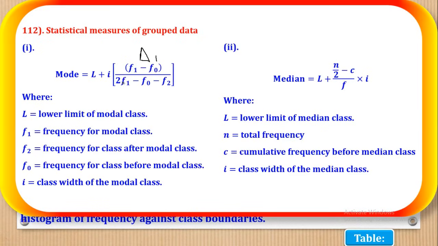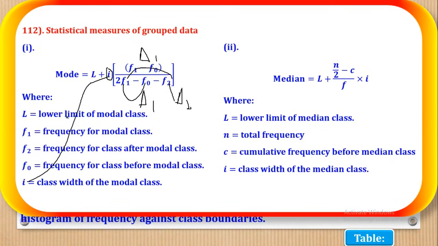And here you see there are two F1s, because one F1 will combine with this to get your delta 1. Another F1 will combine with this to get your delta 2. So in the end you have delta 1 over delta 1 plus delta 2, which is similar to ours. Then I, like I told you, for them I is class width, but for us we are going to use C to maintain with C.